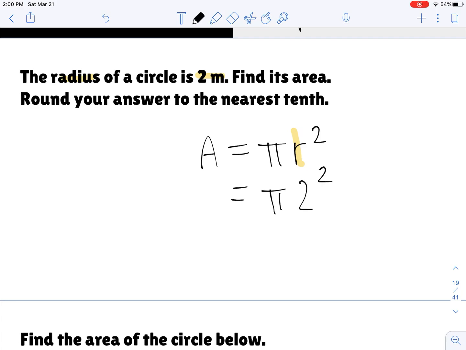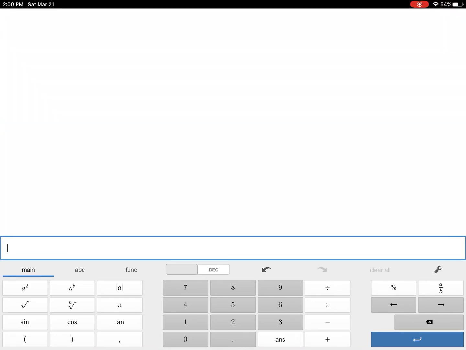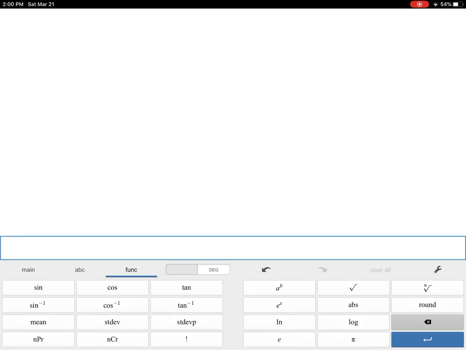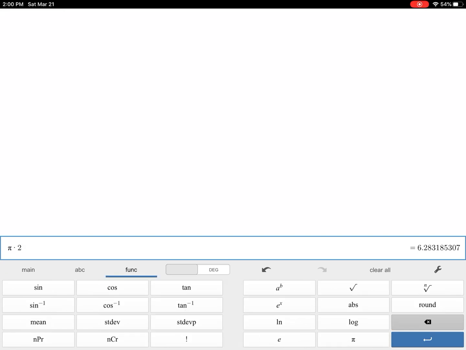Pi 2 squared. When it says to round to the nearest tenth, you're just going to put everything into your calculator as is. So back to my Desmos app. I strongly suggest downloading it if you don't have a calculator at home. You can go on a cell phone as well. So we have pi times 2 squared. We gotta find the squared button. It's gotta be somewhere here. Oh, found it.